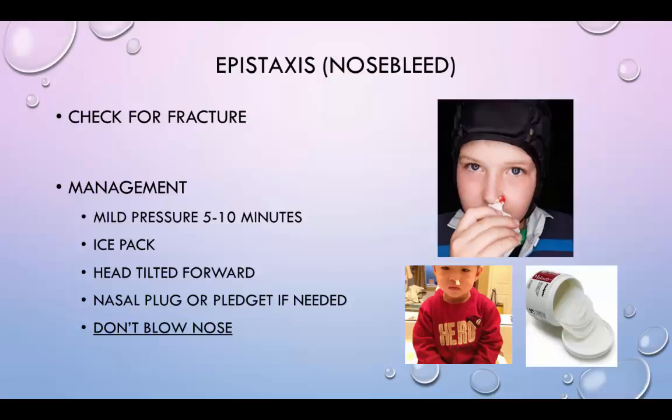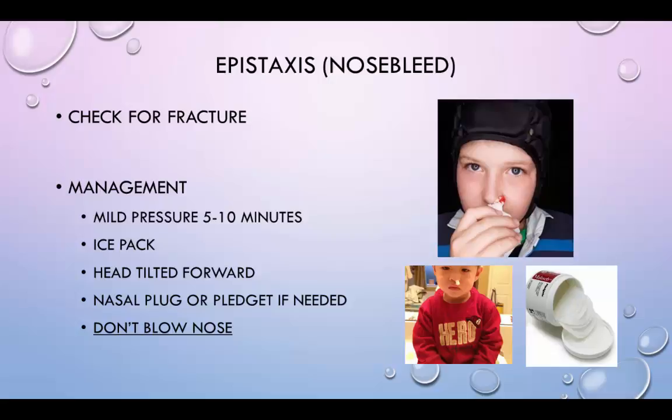Posterior nosebleeds are much less common than anterior nosebleeds. They tend to occur most often in the elderly. Bleeding usually comes from an artery in the back part of the nose. These nosebleeds are much more complicated and usually require admission to the hospital and management by an ear, nose, and throat specialist.